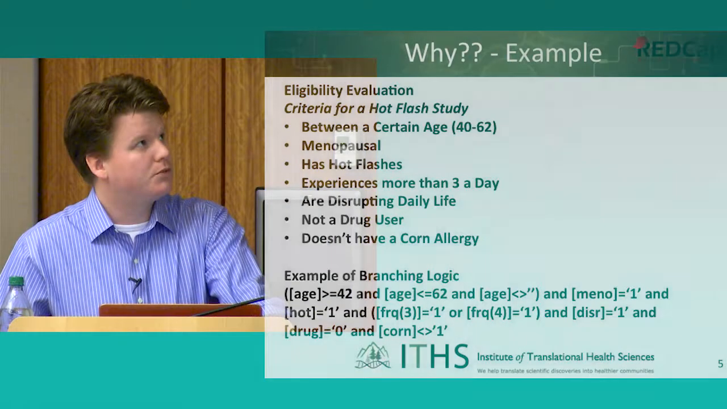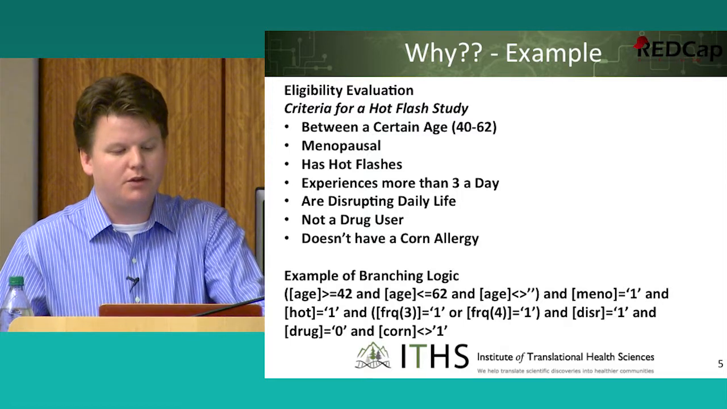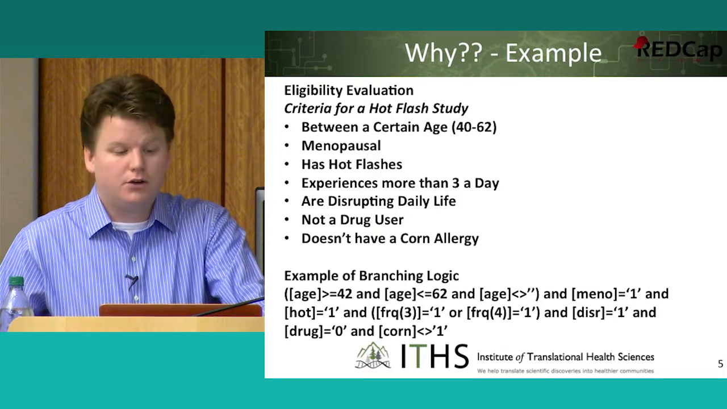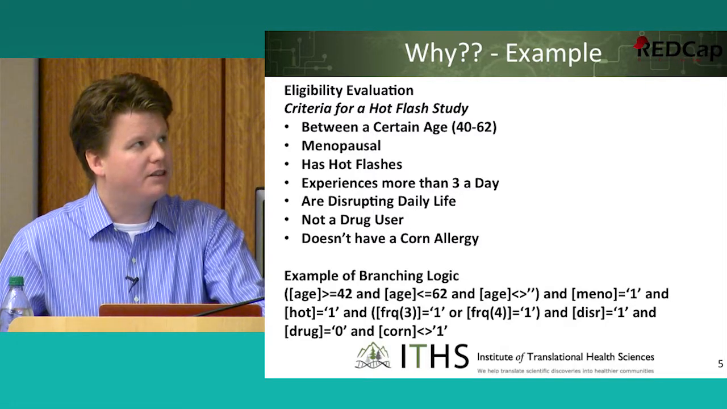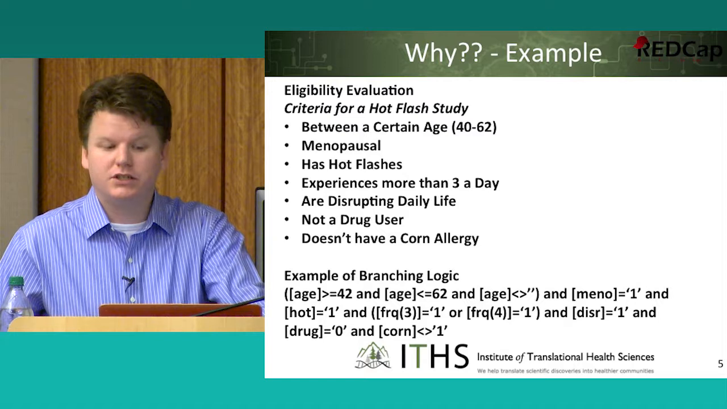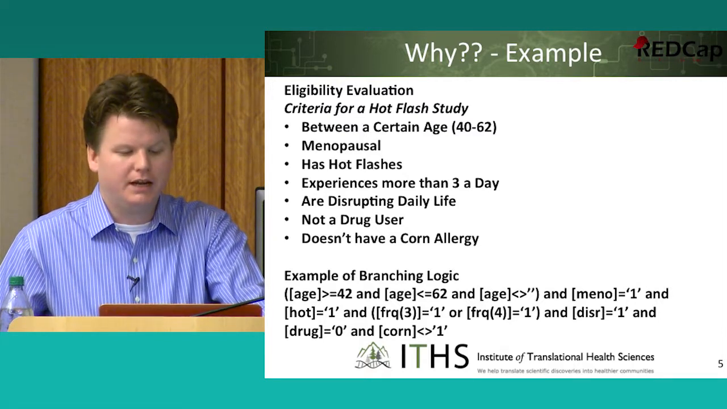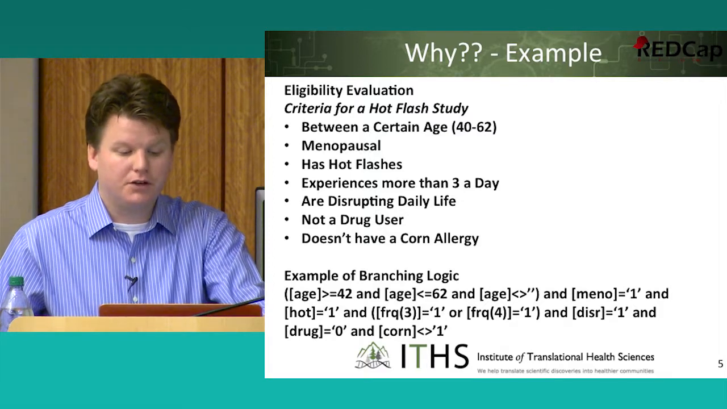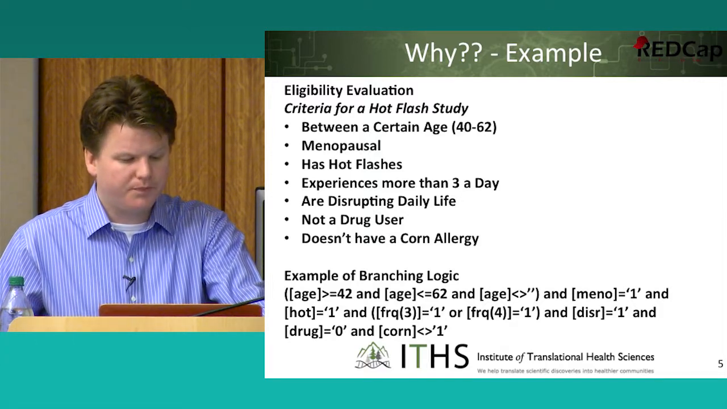So, an example of why you should use branching logic in your data dictionaries. This was one of the first projects I did. It was an eligibility evaluation for a hot flash study. So only women were screened for this, obviously. They had to be between a certain age, between 40 and 62, menopausal, have hot flashes, more than 3 a day, disrupting their daily life. They were not a drug user and had no corn allergy. The last two had to do with the medication they would receive.